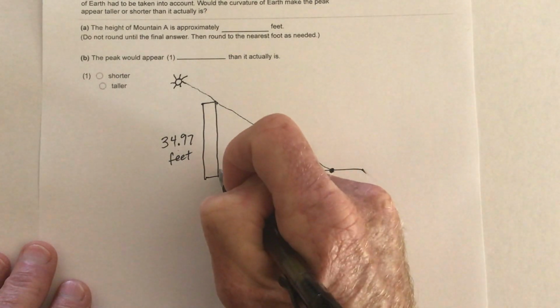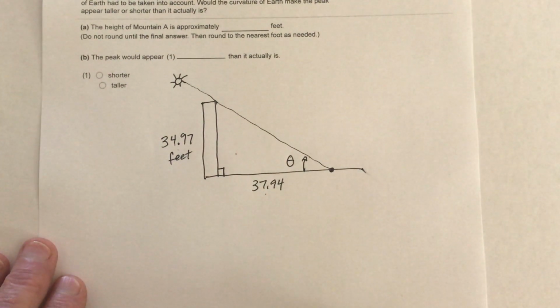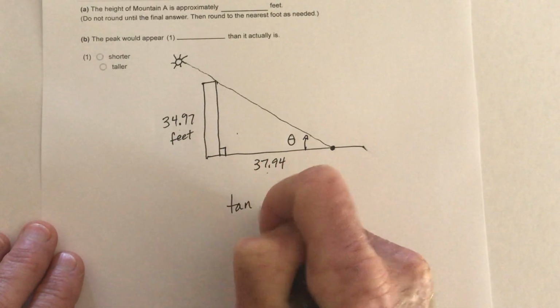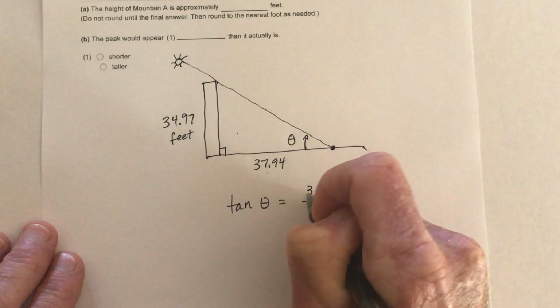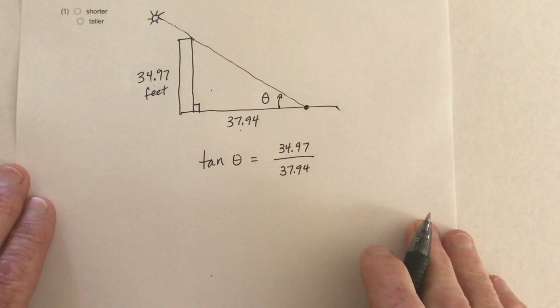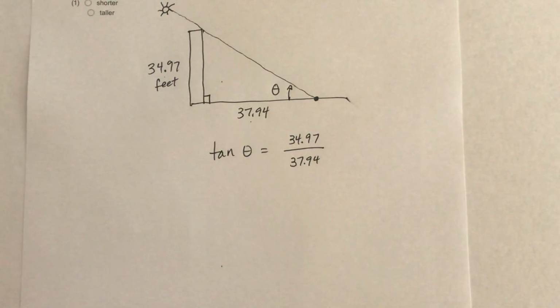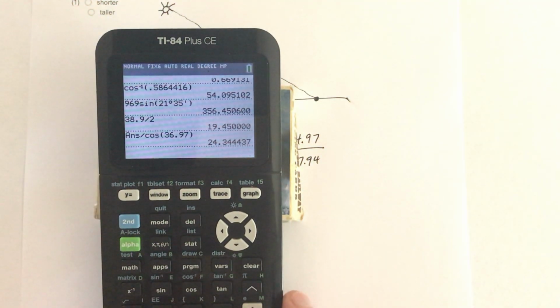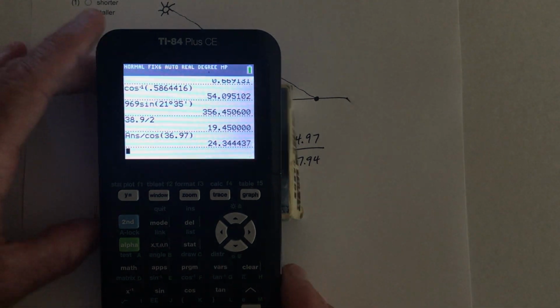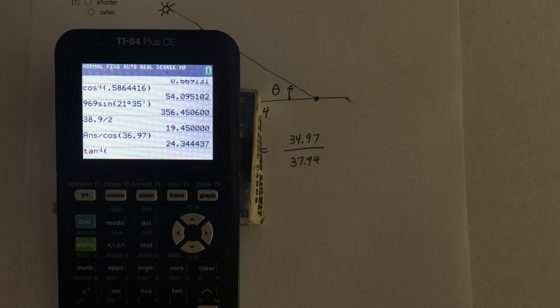Well, for one, we need a right triangle, so we need to assume that the building is standing upright. Once we have that, this is opposite and this is adjacent, so it's going to be tangent. Tangent of theta equals the opposite over the adjacent. To solve for theta, I just need to do tangent inverse. Now the screen is showing up just fine, because my calculator was falling asleep. Okay, so now I need to do tangent inverse of 34.97 divided by 37.94.